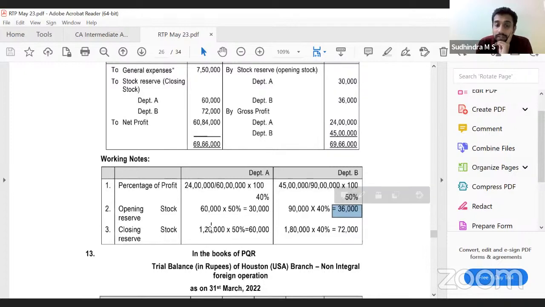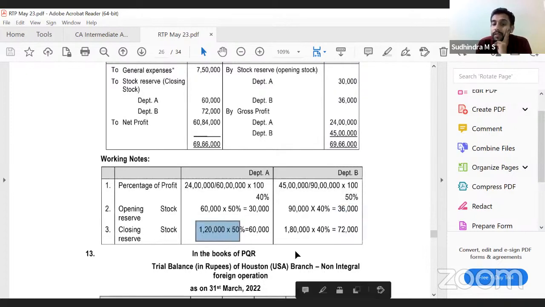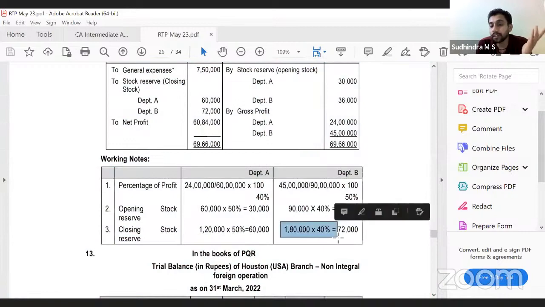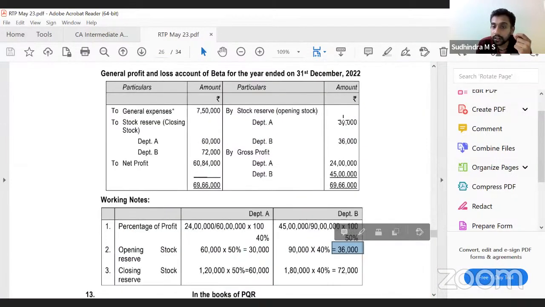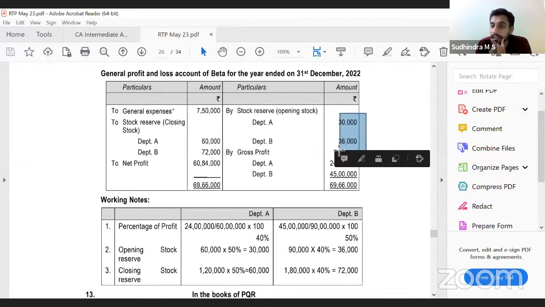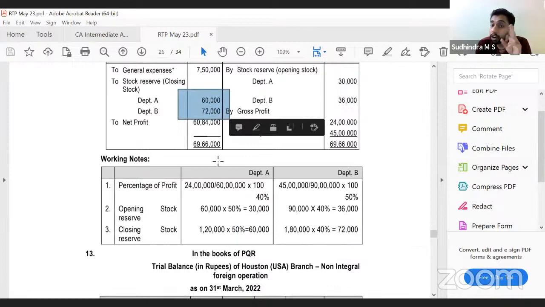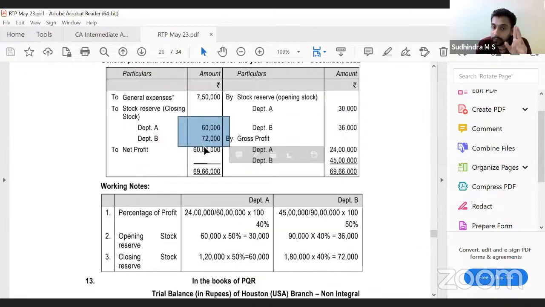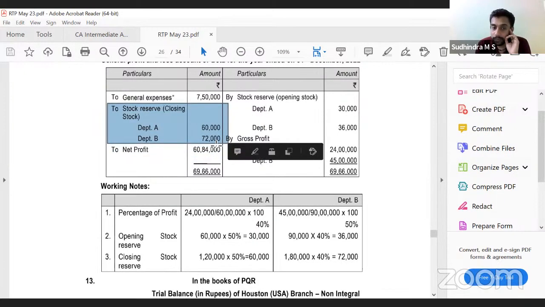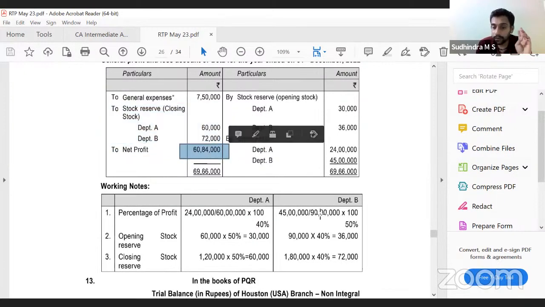Closing stock reserves, same way, 1,20,000 into 50%, 1,80,000 into 40%. This unrealized profit, opening stock reserve is reversed in the P&L account, closing stock reserve is debited to the P&L account. Alternatively, we can also record the net figure, closing minus opening. The net figure can be debited to the P&L account. With that, we get the net profit.